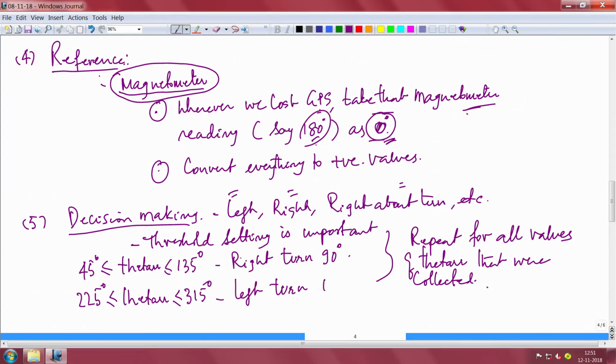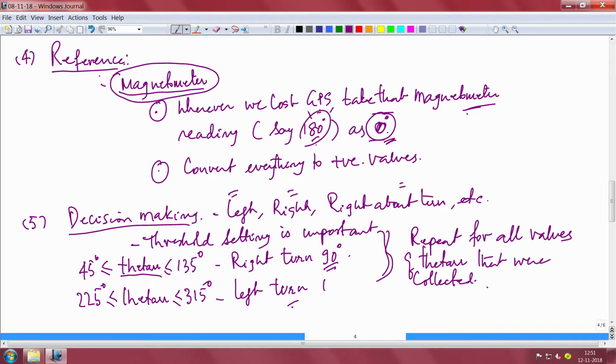Here you have to do some kind of thresholding. In the example that I am going to show you, if theta r is between 45 degrees and 135 degrees, then you say you have done a 90 degree turn. If it is between 225 degrees and 315 degrees, I am saying I have done a left turn. Actually you do the experiment, do a right turn, do this 0 calibration, then turn and see what actually happens and put those values into your code.